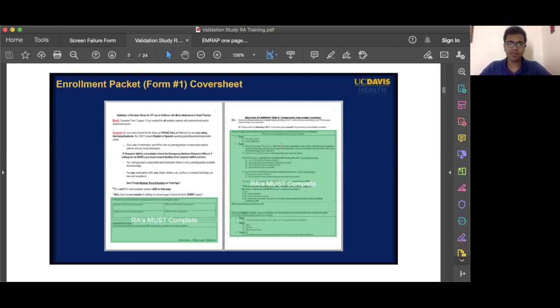So this is the cover sheet of the Form 1, and it's going to look something like this. This is the front of it, and this is the back of it. The green sections throughout this PowerPoint are going to be areas that you're going to have to fill out as an RA. And the red is going to be what the attending is going to fill out. So we're going to focus in on this portion down here in the next slide.